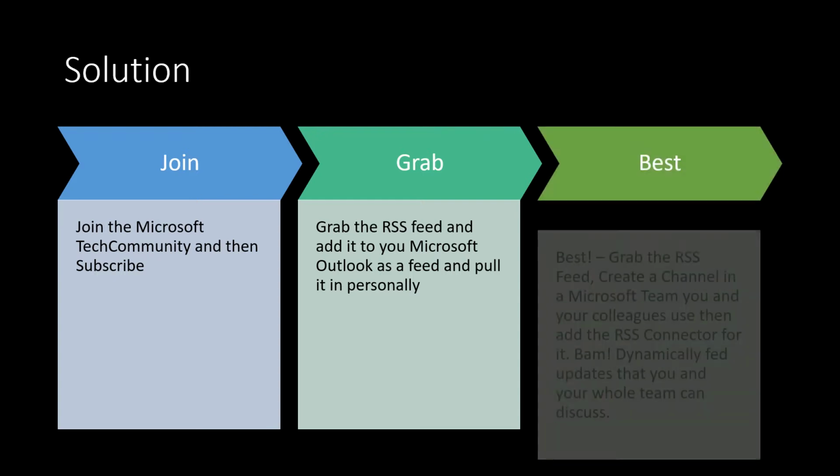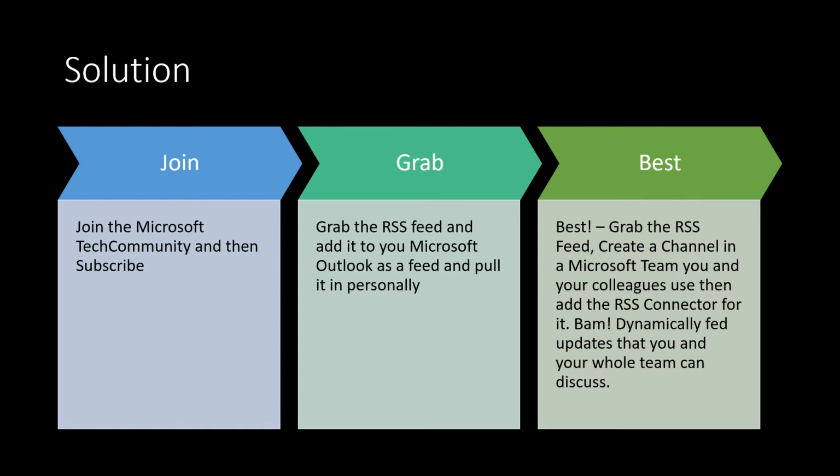But here's the best way to do it, and we're going to show you all three. The best way is to grab that RSS feed, but instead of putting it in Outlook, create a channel in a Microsoft team that you and your colleagues use. Perhaps you're on a team that is doing a lot around healthcare and collaboration. Maybe you're clinical life sciences and you're doing a lot around application dev and Power Platform, etc. And your group wants to keep up with that. You can then create a channel in your team and then add the RSS connector to it, and bam, you're going to have a dynamically fed update that you and your whole team can discuss and make actionable.